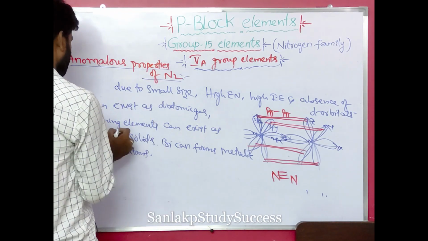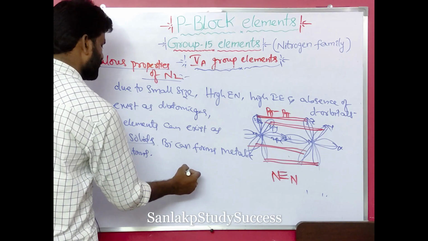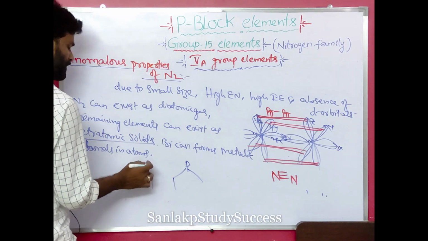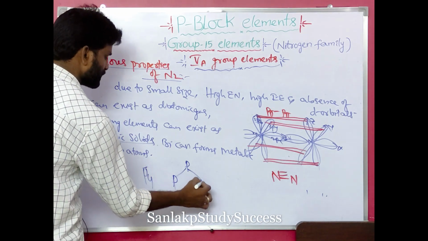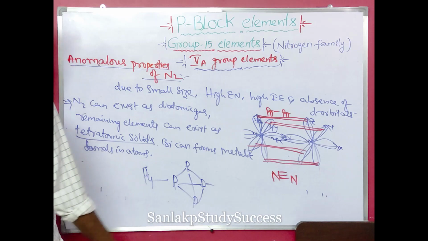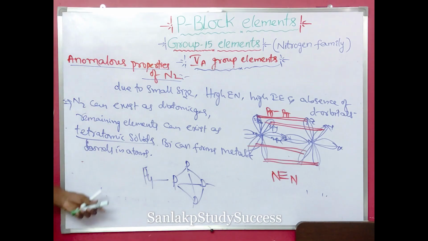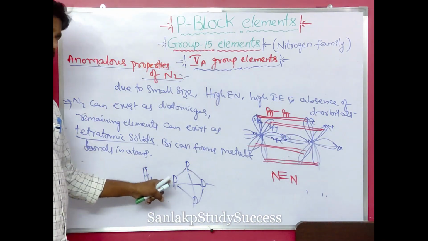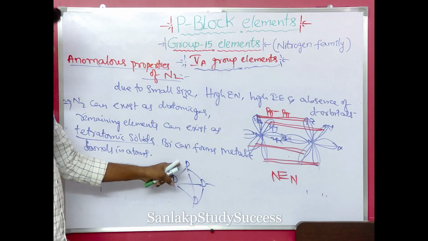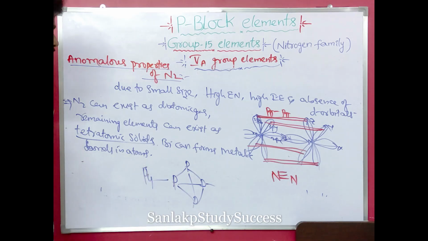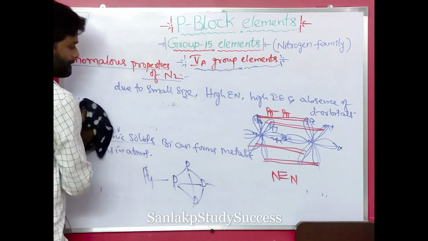Tetraatomic solid means, suppose we take phosphorus, it can exist as P4. AS4 is another example. So this is the tetraatomic solid. All these tetraatomic solids contain only single covalent bonds.